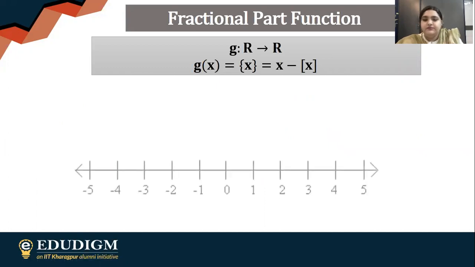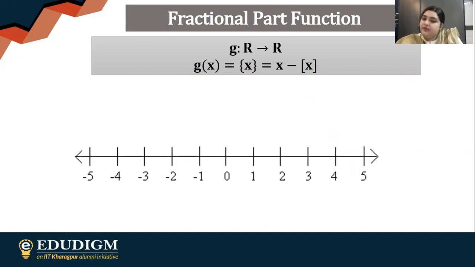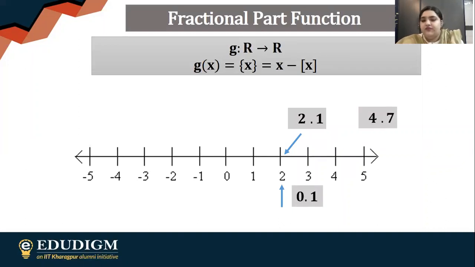All right. Now let's see some examples. 2.1, so this is the input. This is the greatest integer. And if you take the difference, this is what you're going to get. Similarly, 4.7, this is the greatest integer, and the difference is 0.7. Now, it might look like we're just dropping the integer portion initially, and we are getting the answer.